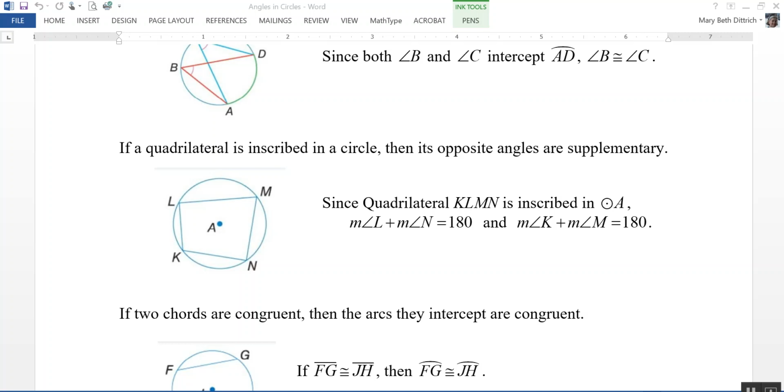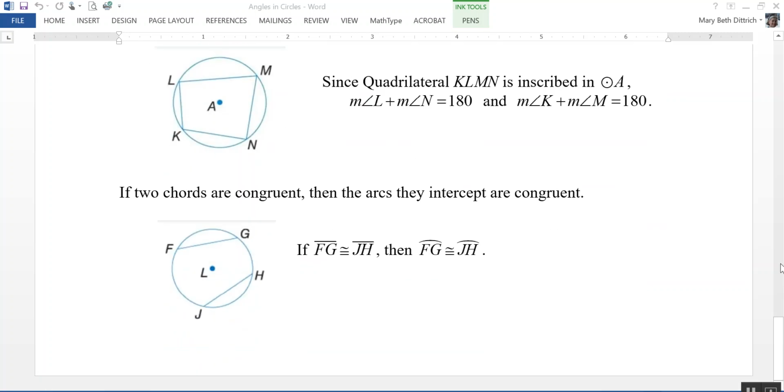Why is this? If you take a look at angle L, notice that angle L intercepts the arc that goes from K through N to M, and angle N intercepts the arc that starts at K, goes through L, and over to M. If you take those two arcs, they make up a complete circle. Since the degrees in the circle are 360, those angles are going to add up to 180.